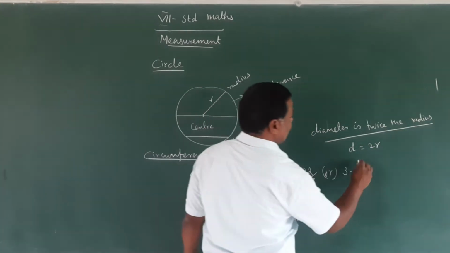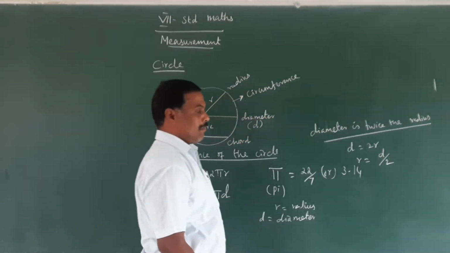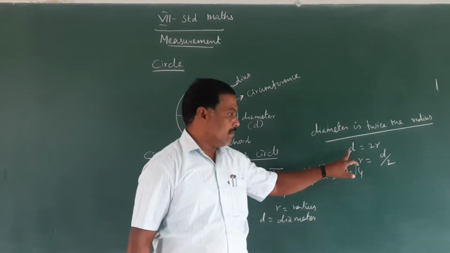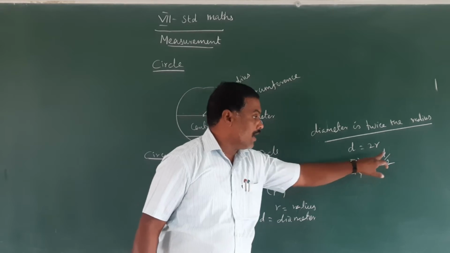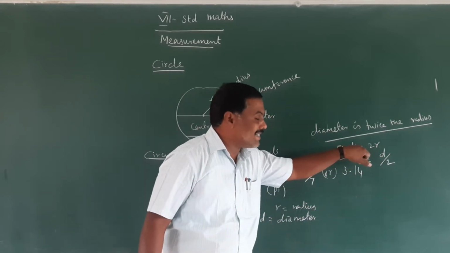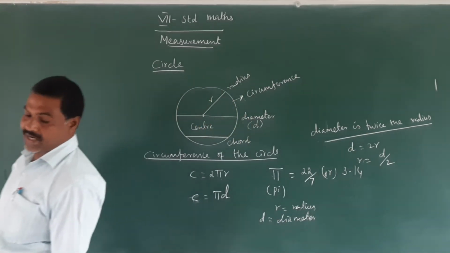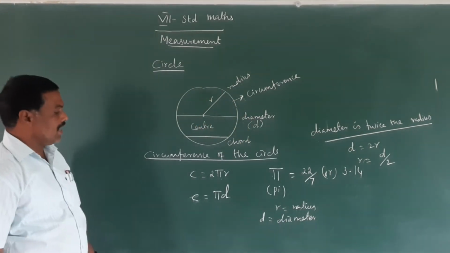Now r equals what? r equals D by 2. The diameter equals 2r, and r equals D by 2. This is the radius, this is the diameter. The diameter is twice the radius.